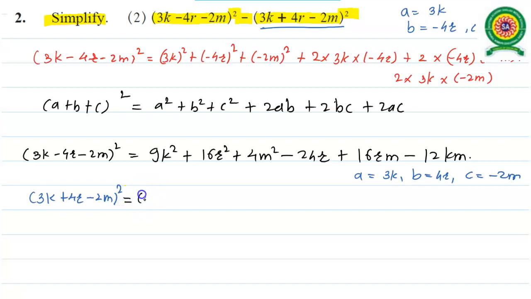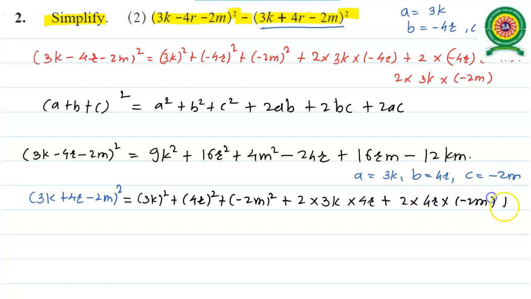We are getting (3k) the whole square plus (4r) the whole square plus c square, meaning (−2m) the whole square, plus 2 times a into b, meaning 3k into 4r, plus 2 times b into c, meaning 4r into −2m, plus 2 times ac, meaning 3k into −2m.